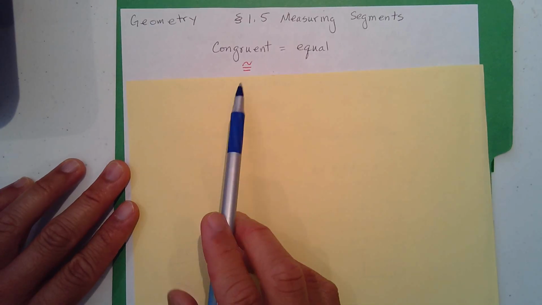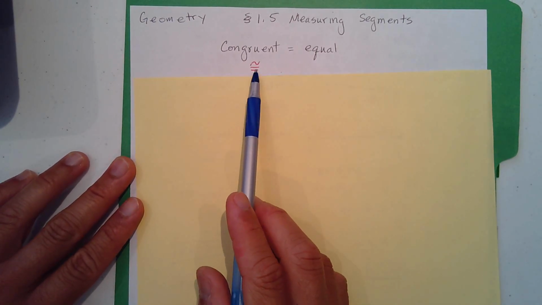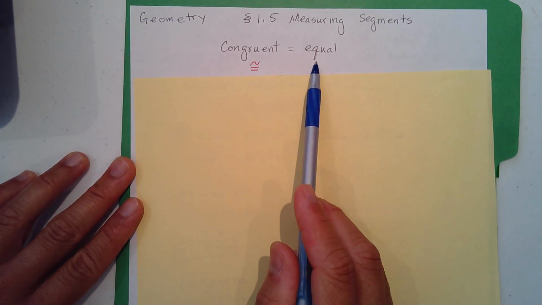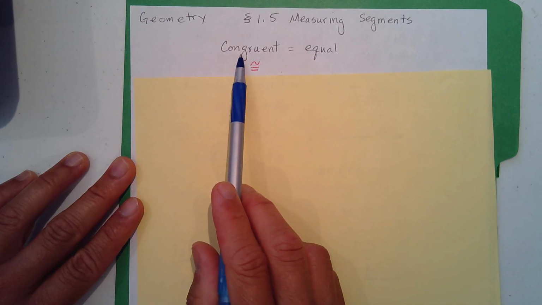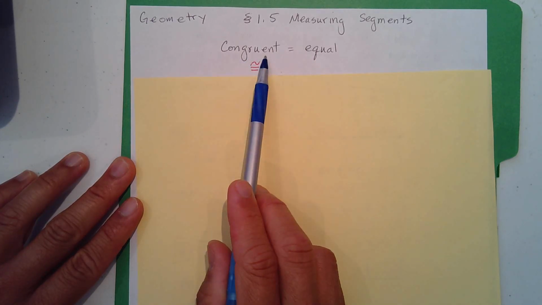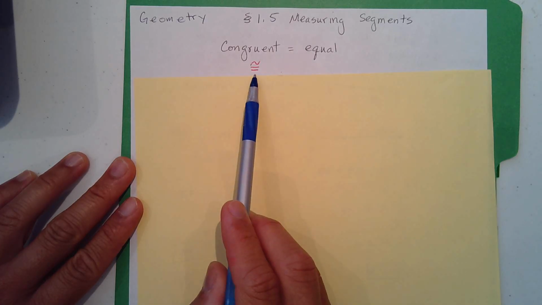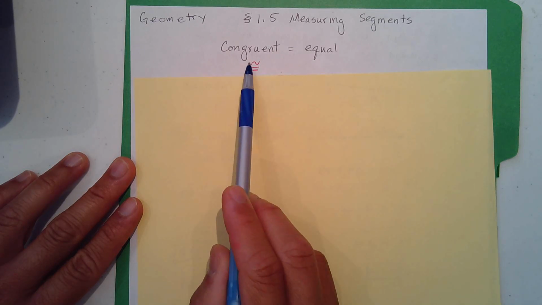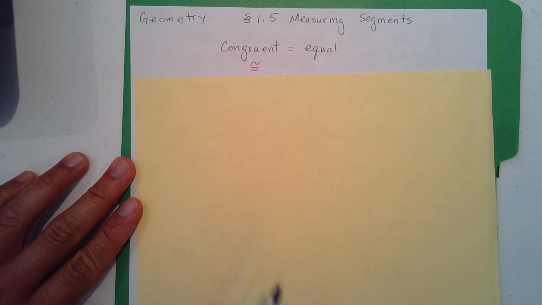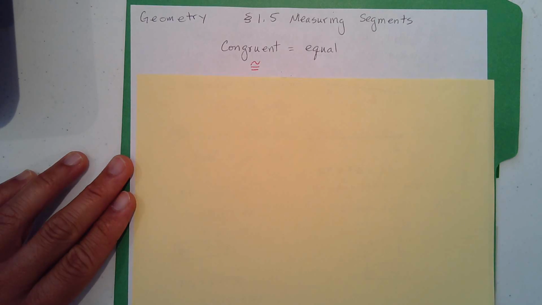There is a term that you're going to often see in geometry. In algebra you saw the word equal. In geometry you're going to see the word congruent. Congruent means equal. This is the symbol for congruent: a squiggly line over an equal sign. So that is the word congruent.